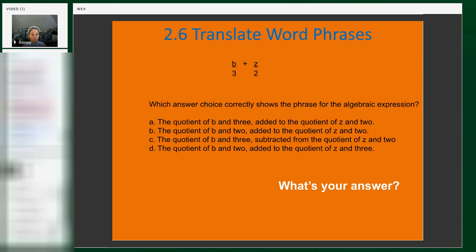All right, let's practice. First, read for me which answer choice correctly shows the phrase for the algebraic expression above. Let's see who can do it. This is not on your paper, so look up here. Be careful.